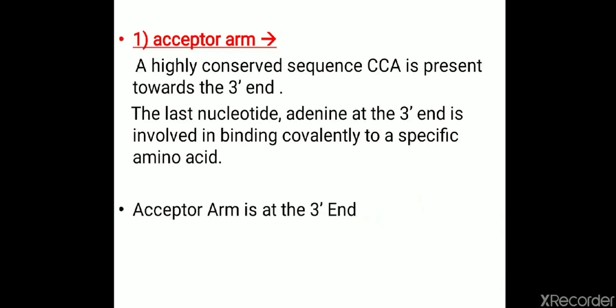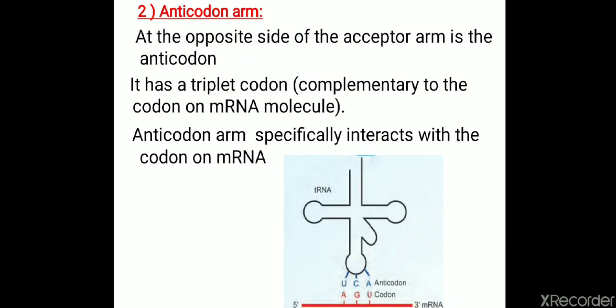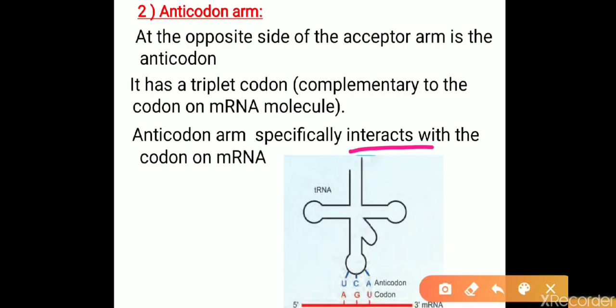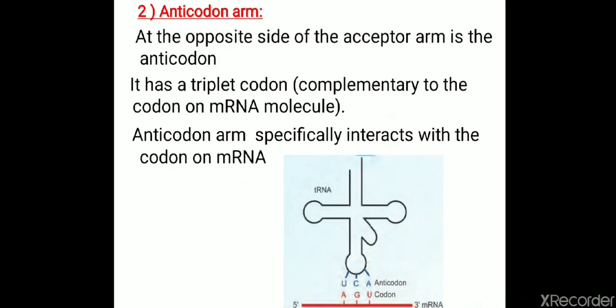So the first one is acceptor arm, a highly conserved sequence, that is CCA, which is present at the 3' end of the tRNA. And this 3' end of the tRNA is the acceptor arm. And the second arm is anticodon arm, which is opposed to the acceptor arm. And this anticodon arm interacts with the codon or the bases on the mRNA. So this is the anticodon arm, and this anticodon arm reads the sequences present on the mRNA molecule. As per the information received from this mRNA, this acceptor arm receives their corresponding amino acid molecule.